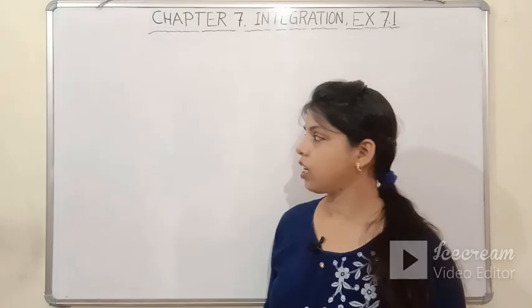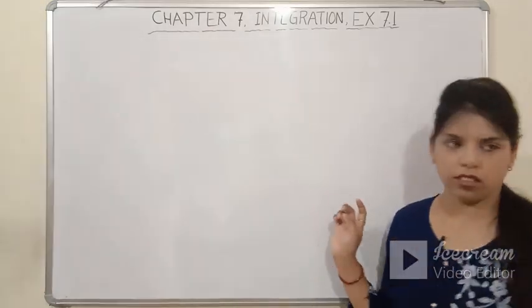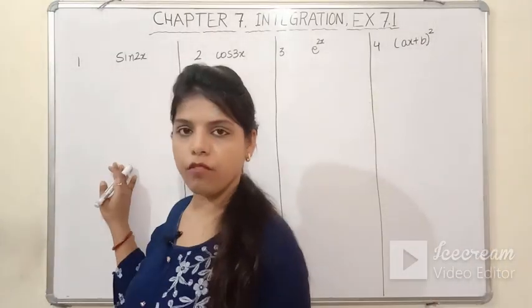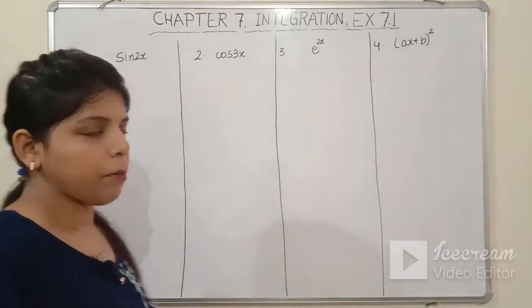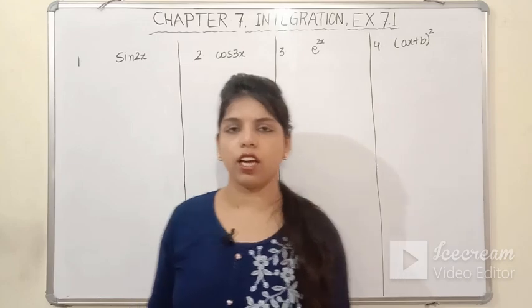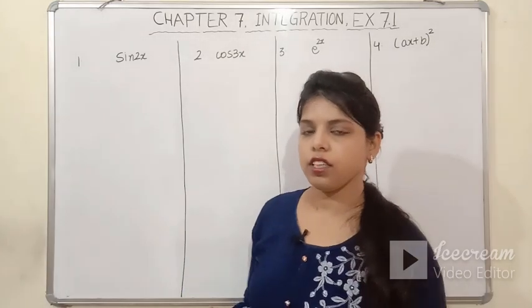So without wasting time, let's start our exercise 7.1. Students, this is our question number 1 of exercise 7.1, that is, we have to find the integration of sin 2x. But before that, we have to think in the reverse process of differentiation.